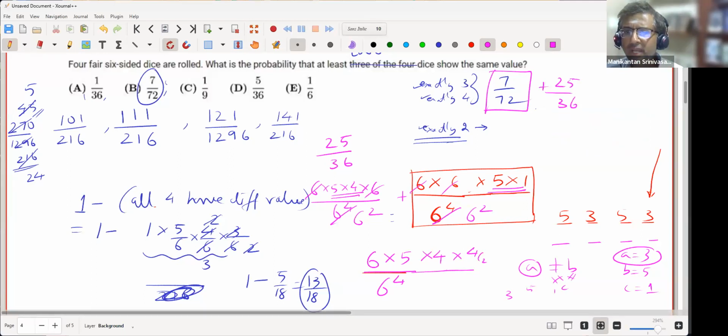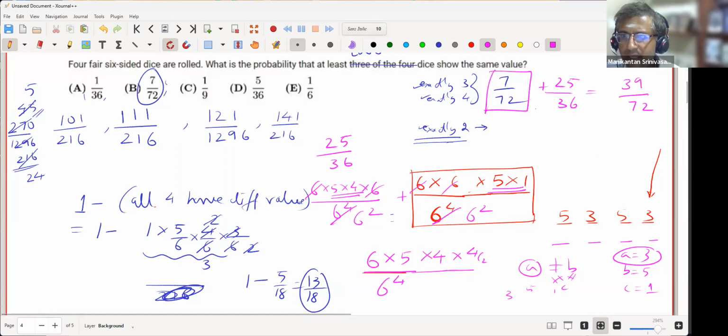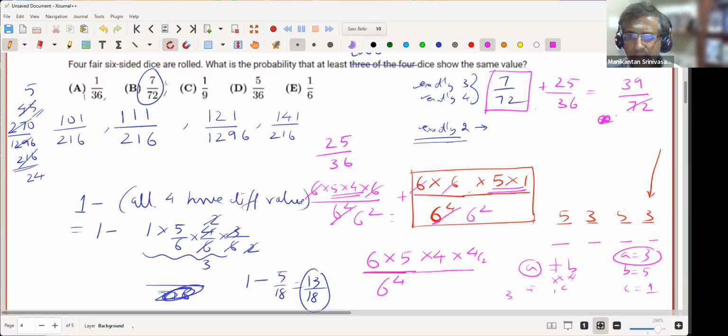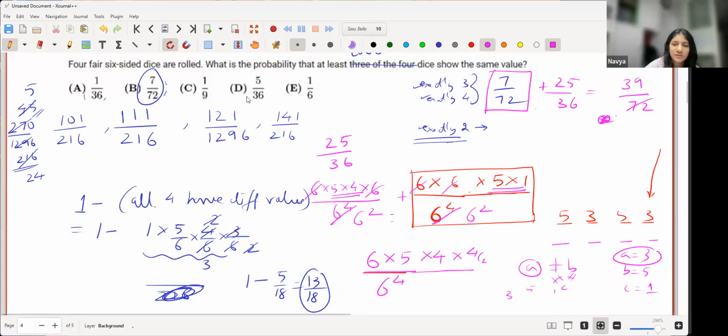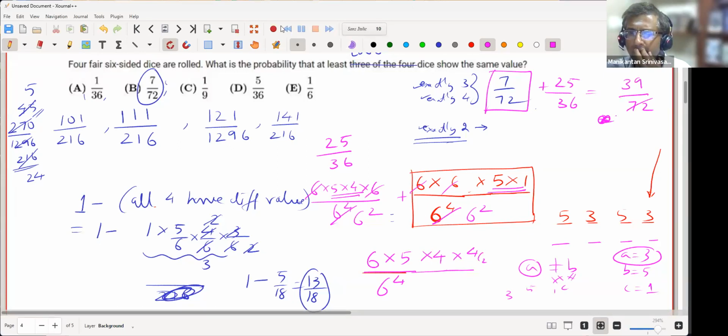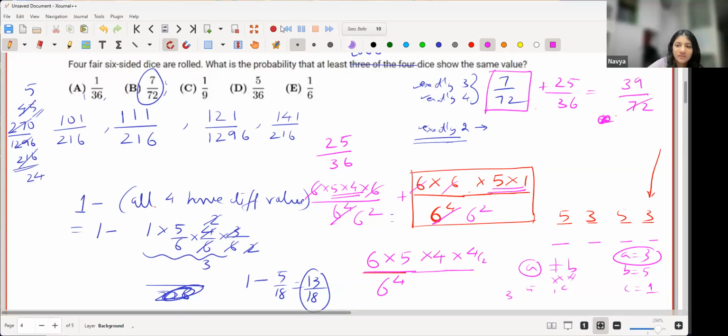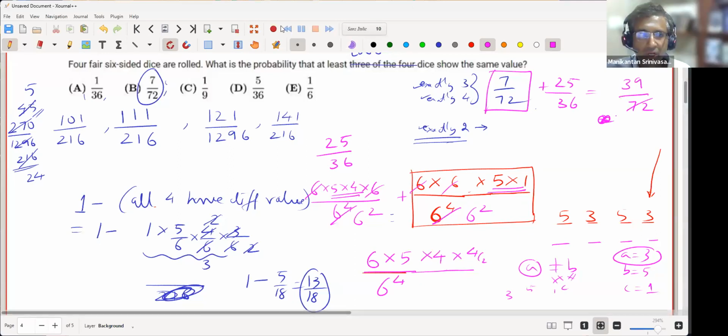Okay, so let's see when we add, what do we get? We get 72. Do we get the same answer or we don't? 14 plus 25 is 39, no? Am I right? You need to multiply 25 by 2, because of combination. Oh, sorry. Yeah, so I multiplied the wrong one by 2. This one needs to be multiplied by 2. I multiplied the 7 by 2 instead of multiplying this thing by 2.